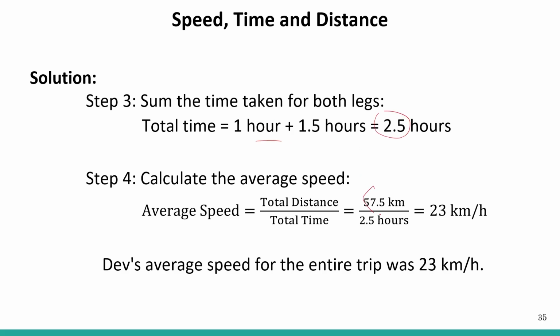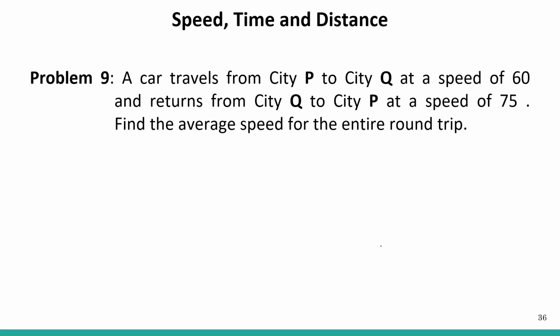So 57.5 by 2.5 will give us what? Average speed, right? So 23 km per hour is the solution here. So Dev's average speed for the entire trip was 23 km per hour.